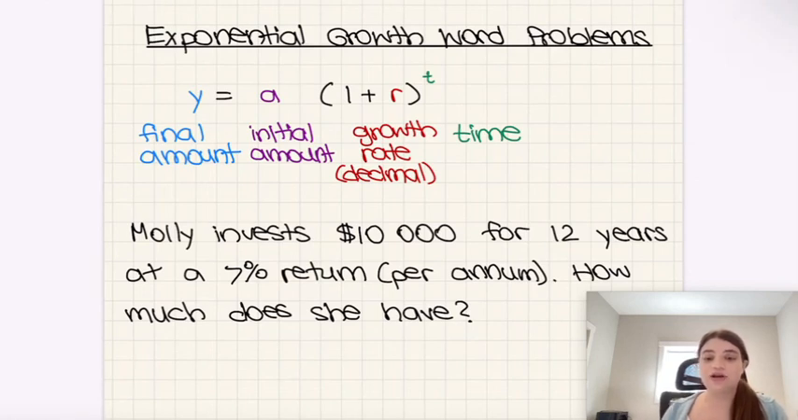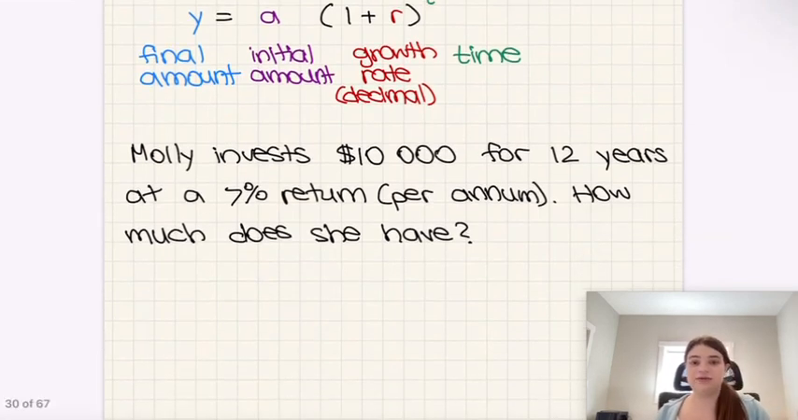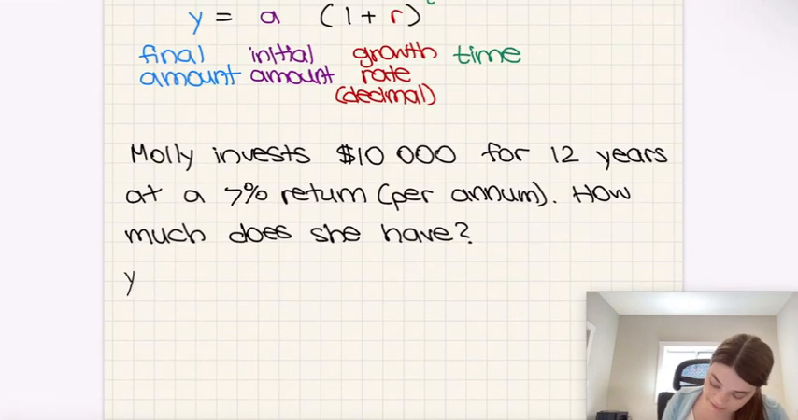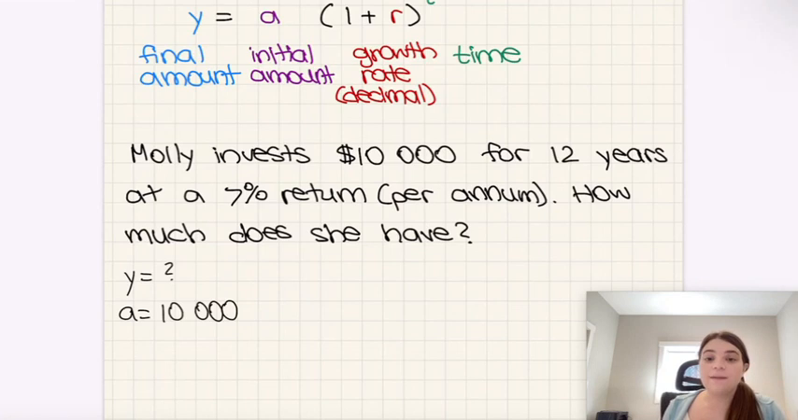And so we want to know, how much does she have after these 12 years have elapsed? So what do we not know here? We don't know the final amount, but we know everything else, right? I'm going to write this down. We don't know the final amount. That's what we're trying to figure out. But we do know the initial amount was $10,000. That's how much she originally invested. The growth rate is 7%. I'm going to put that as 0.07, because remember, we're turning that into a decimal. So we wouldn't just write 7 here, we would write 0.07. And the time is 12 years, so t would be 12.